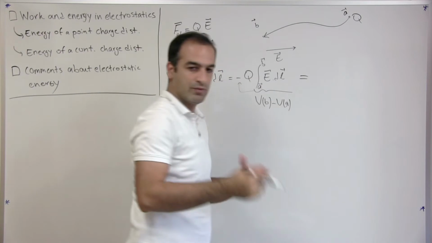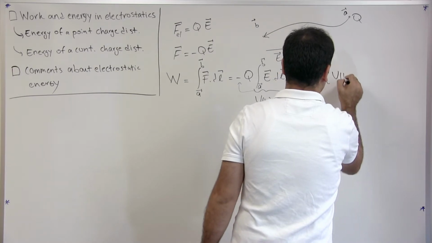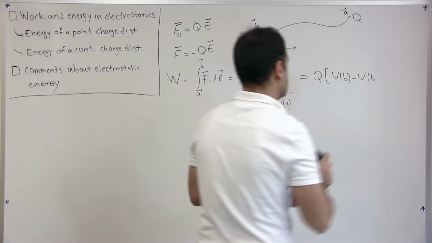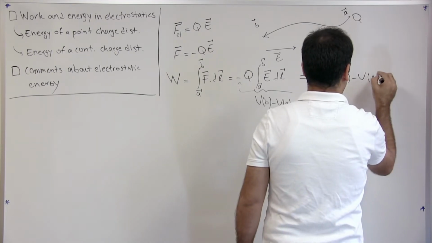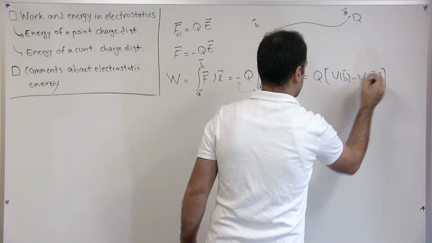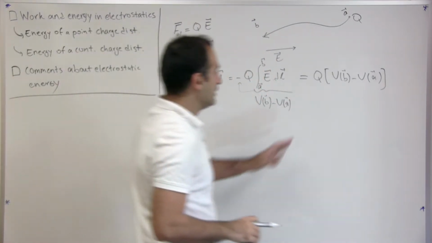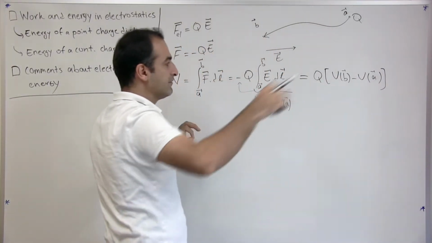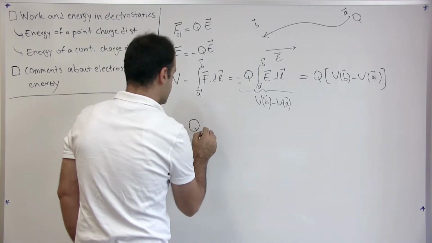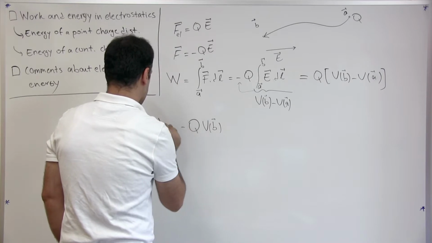So the work that we need to do to make that movement possible is equal to the electric charge times the electric potential difference between the final position and initial position of the path. And if we are bringing this particle all the way from infinity to this point, this will be equal to Q times VB.